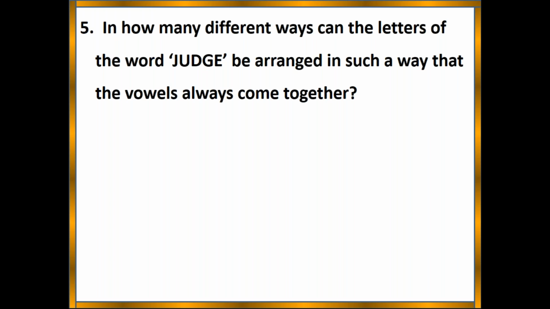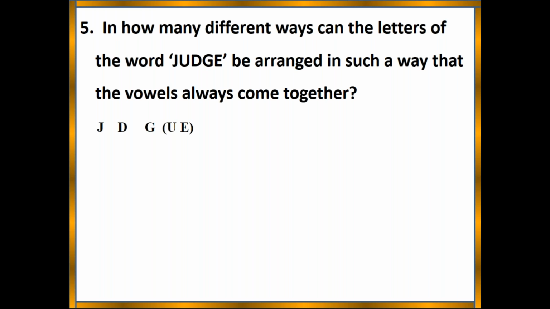Listen, all of you, how to solve it. First of all, write down all the consonants on one side and all the vowels on the other side. In JUDGE, J, D, G are the consonants and U, E are the vowels. Very simple. J, D, G are the consonants and U, E are the vowels.